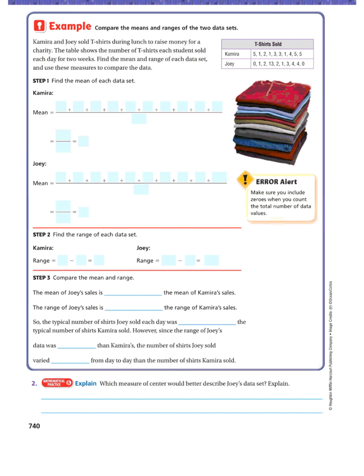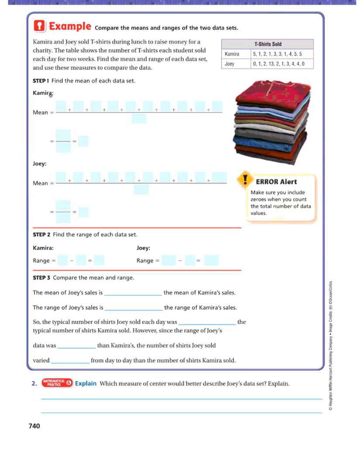Example. Compare the means and ranges of the two data sets. Kamira and Joey sold t-shirts during lunch to raise money for a charity. The table shows the number of t-shirts each student sold each day for 2 weeks. Find the mean and range of each data set and use these measures to compare the data. Step 1. Find the mean of each data set.